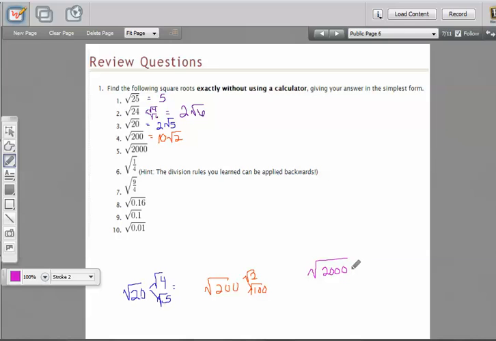All right, for 2000, we're looking for a perfect square that goes into 2000. So we might have to do a little bit of a factor tree because I know that's 20 times 100. And that's 4 times 5. So I have the square root of 100, which is 10, and the square root of 4, which is 2. So I'm going to have 10 times 2, which is 20 out front. But I still have that square root of 5 as well. So it's going to be 20 times the square root of 5.